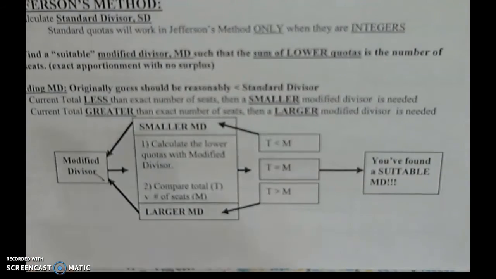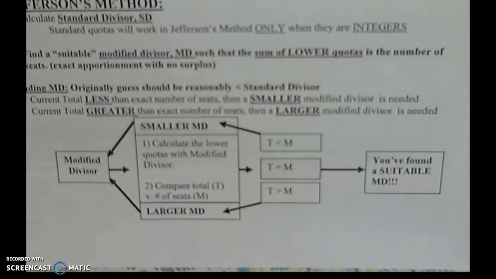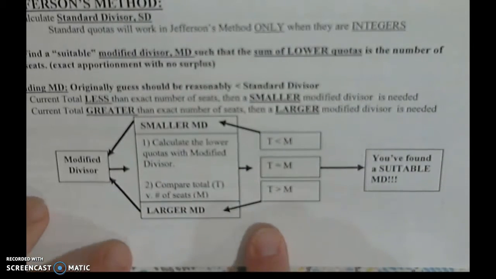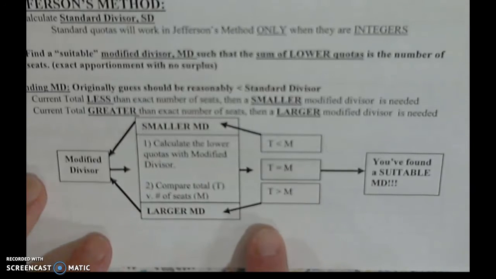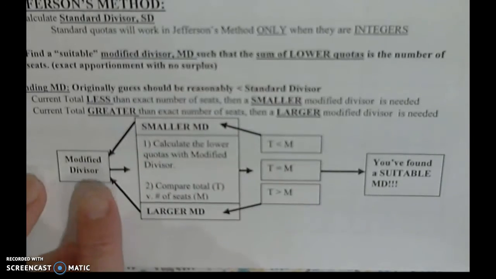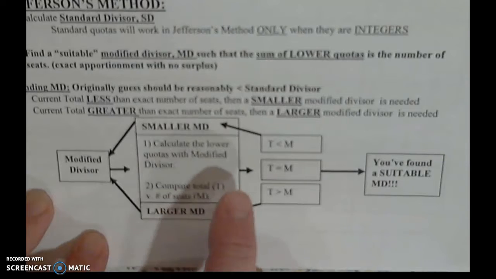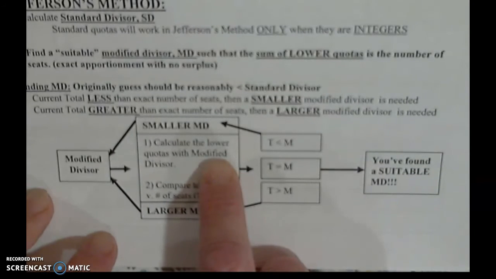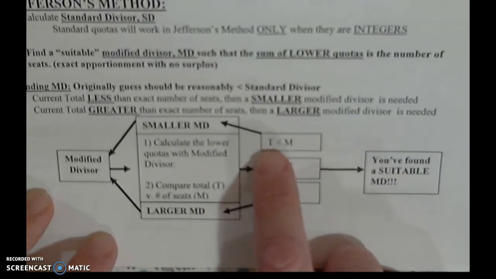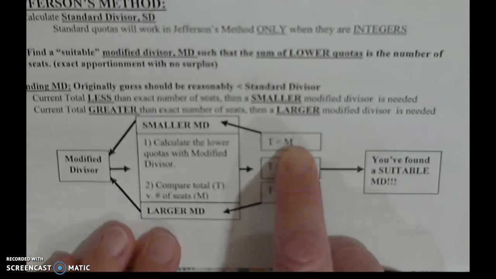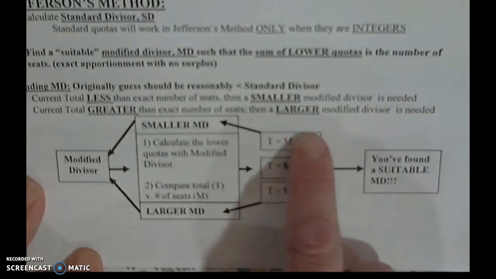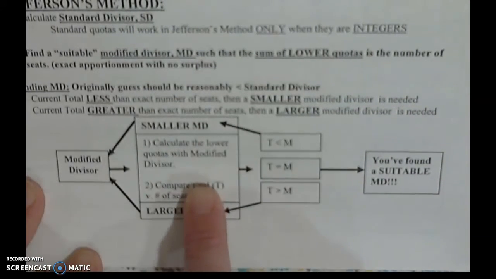Now, this is kind of how the process works. They kind of do a little flow chart so you can see. And this will make a little bit more sense when we do an example. So we're going to do our divisor. We're going to calculate everything, and we're going to figure out how many seats based on the lower quotas. If the number of seats is less than M, the ones we need, then we need to go to another smaller divisor. We need to make our divisor smaller and try again.